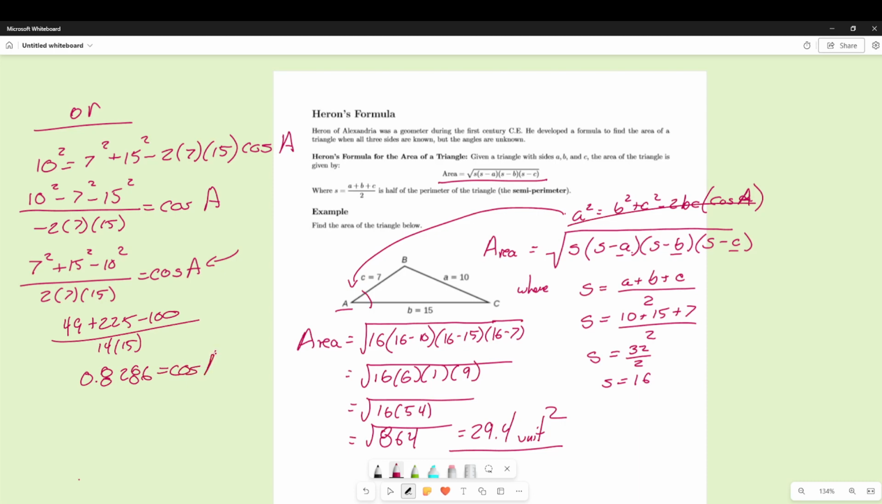You might be surprised that number came out so small, but remember it's a cosine value, so it should be less than 1. So we're going to do a little cosine inverse on that thing.